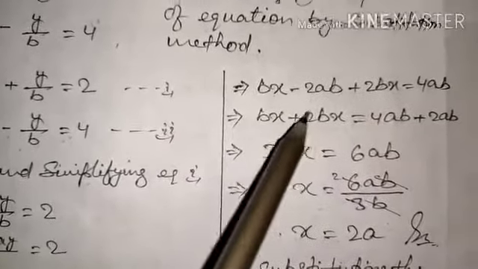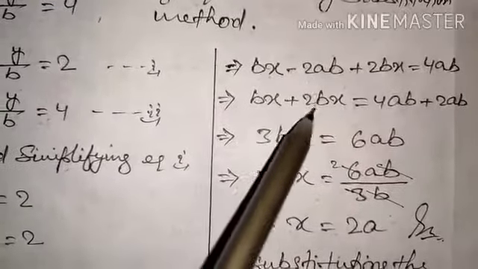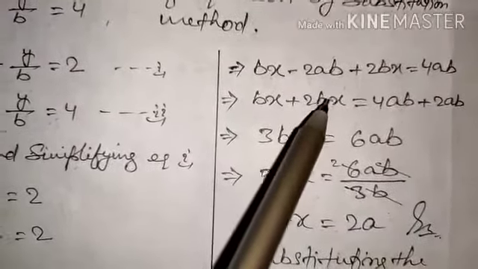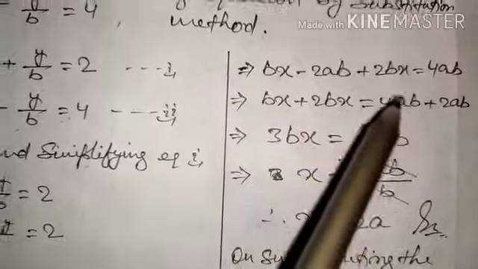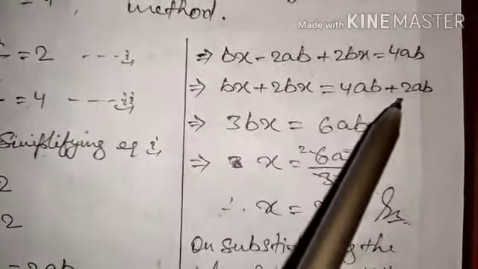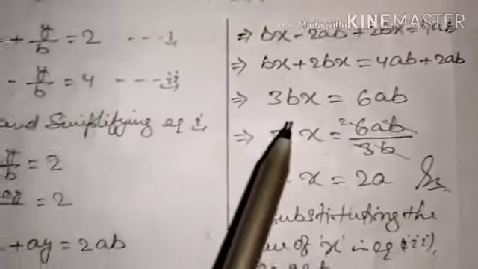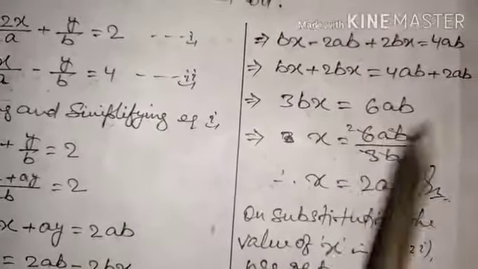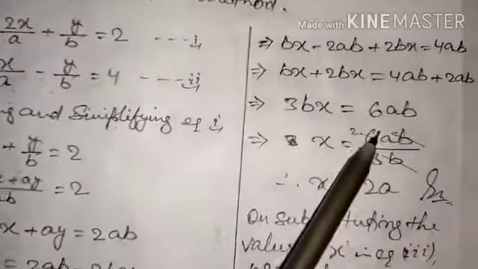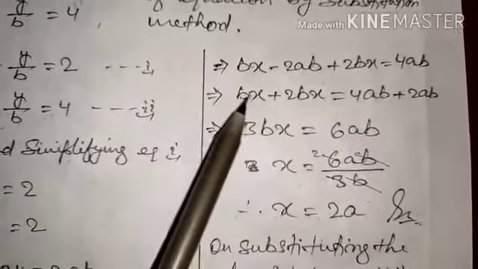the terms carrying x, bringing them closer, and the term which is not carrying x, we take that term from this side to the other side. I have done 4ab plus 2ab. This is transposed to that side, it will become 2ab. Now 3bx is equal to 6ab. You can see easily 3bx is equal to 6ab because bx plus 2bx are like terms.